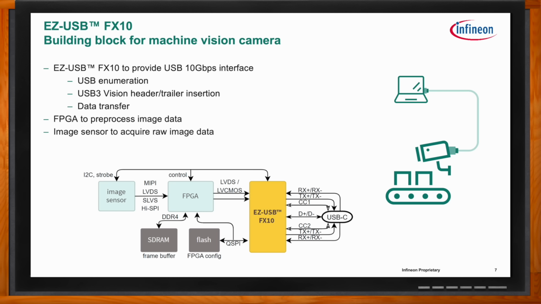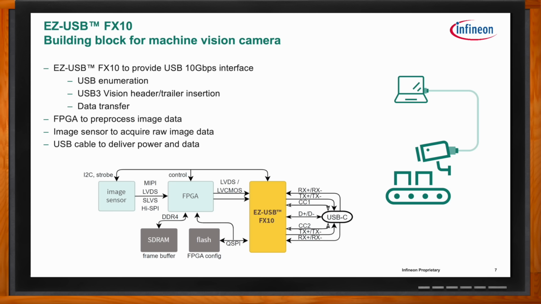What FX10 is doing inside the machine vision camera is interfacing between the imaging source and the USB host from the PC. It handles all the USB enumeration and all the protocol communication necessary for USB3 Vision. It has a feature called coherent trailer insertion, which greatly reduces the design effort in the FPGA that sits between the image sensor and the FX10. It transfers data as fast as 10 gigabit from the CMOS sensor to the PC.